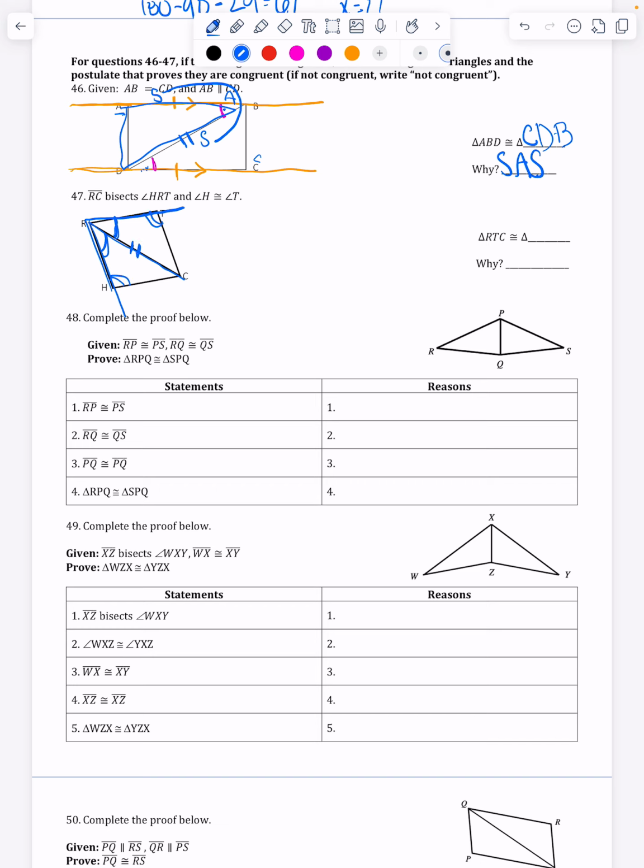And then don't forget about shared sides. So if I follow this around, I know I have an angle, and then another side. And I follow it around. So angle, angle, side.